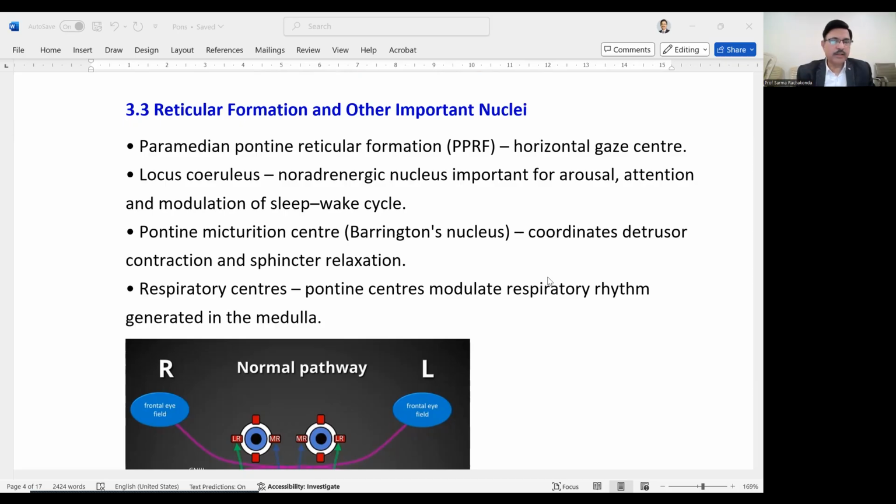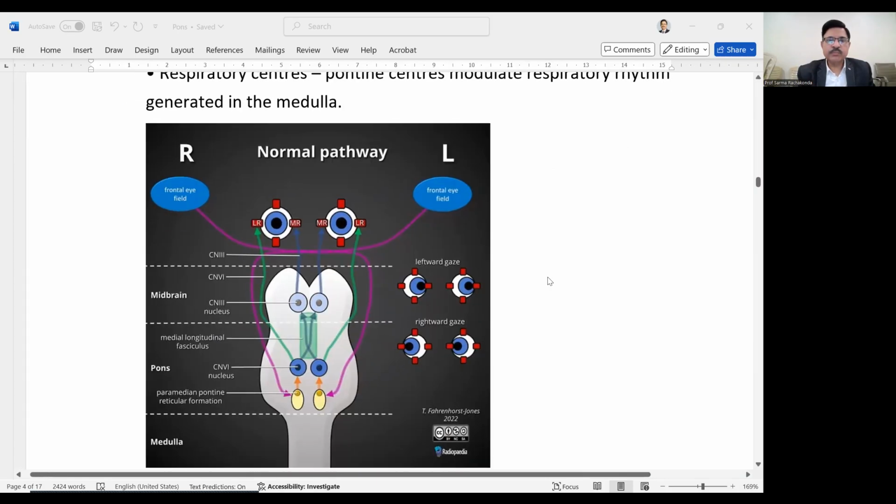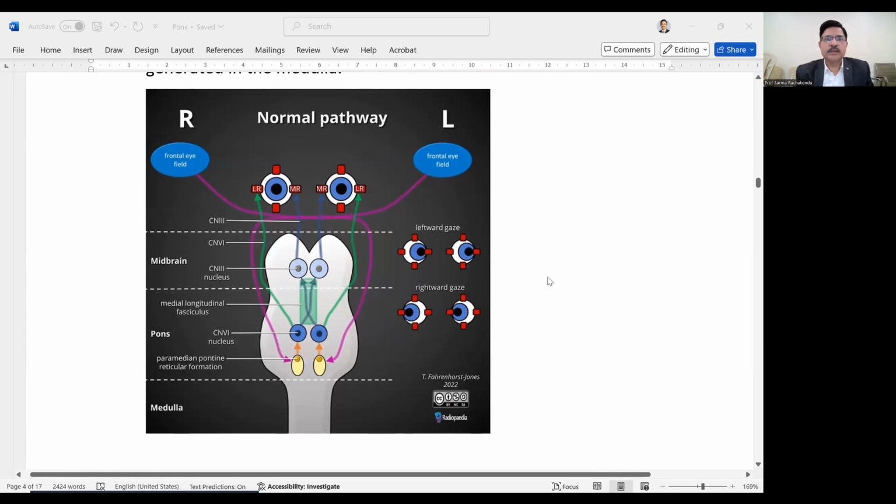Now, look here at this diagram. You see the two eyes, right and left. Each eye is supplied by a lateral rectus, medial rectus, superior rectus. Of course, obliques are also there. Basically, superior, inferior, medial, and lateral. You see the cranial nerve nucleus 3. The blue-black one is the cranial nerve nucleus 3.